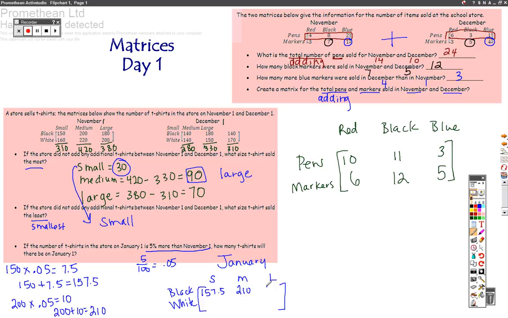So then this one would be 189. This one is going to be 168. This one would be 231. And this one would be 210.